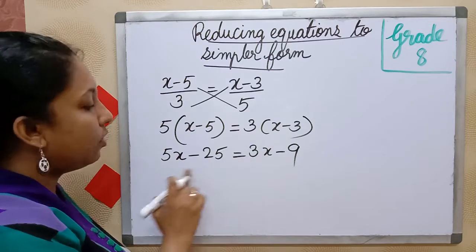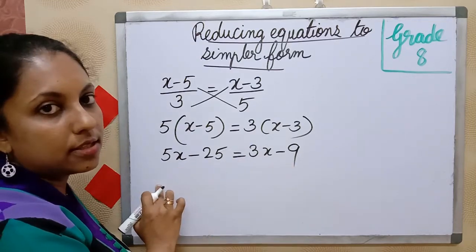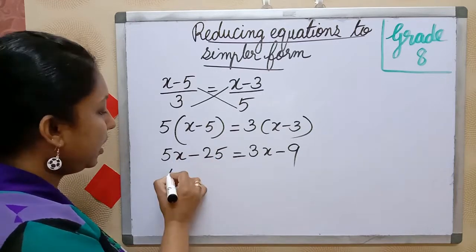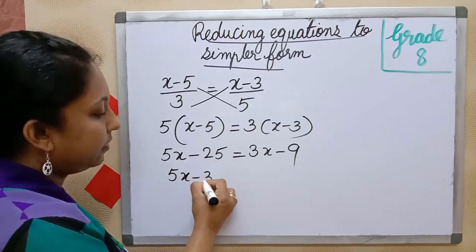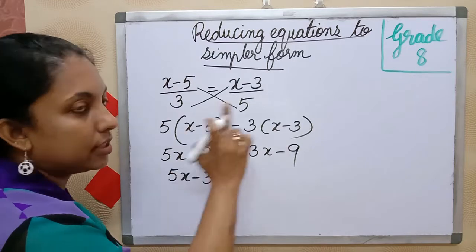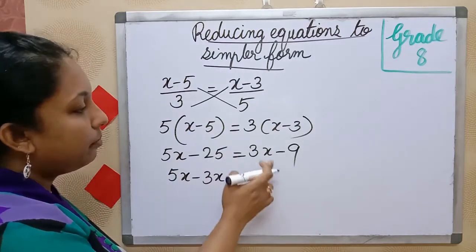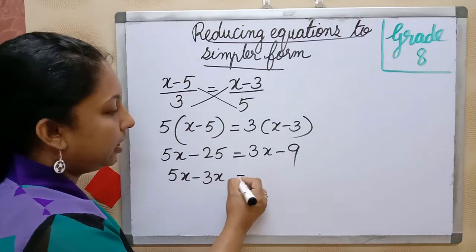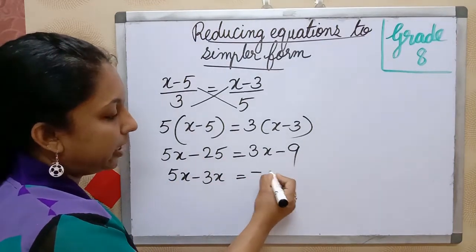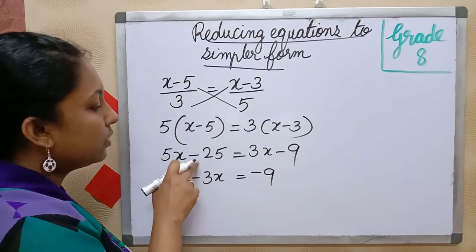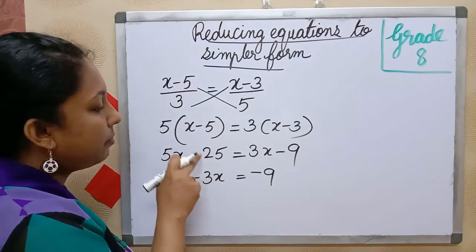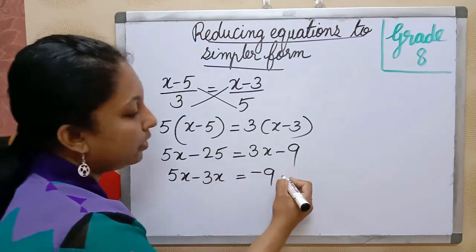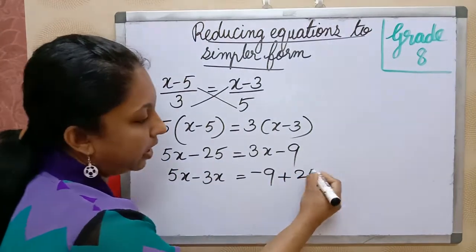After this, as you all know, how can we solve this? We can use the transpose method. 5x minus 3x, variable term on one side, constant on the other side. So, 3x moves to LHS, that is minus 3x, is equal to, in RHS, minus 9 constant is there. So, we have to transpose minus 25 to RHS. That is minus 25 becomes plus 25.